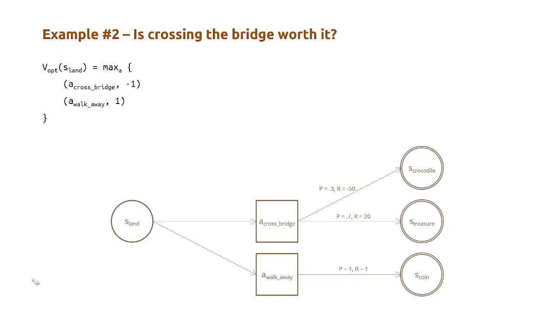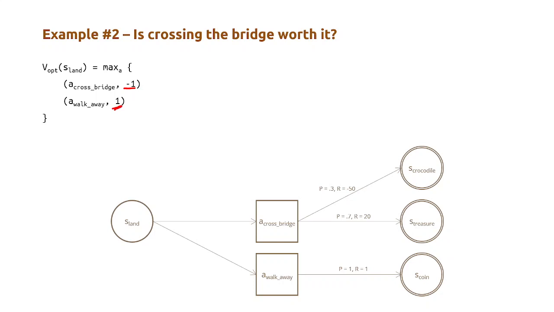Next slide. Okay, so now after evaluating the equation in the previous slide, we have come to these values. So the value of crossing the bridge is negative 1 and the value of walking away is 1. So which of the two is largest? Is it negative 1 or 1? Again, which one is the maximum value? Is it negative 1 or 1? So yeah, it's obvious. The maximum value is 1, right?